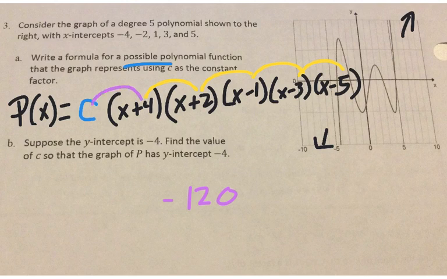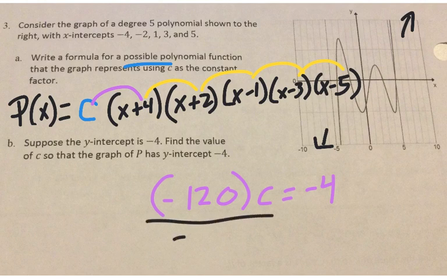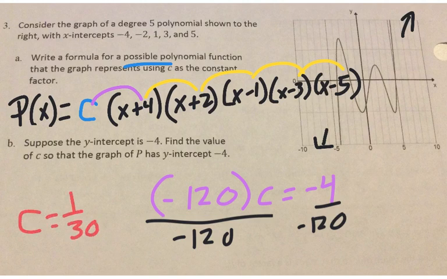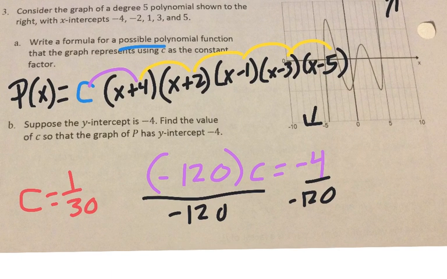But now then, if I multiply this C at the beginning, if I multiply that negative 120 by some C, I need to get negative 4 as my value. So now I have an equation with one unknown. Solve for C. It's being multiplied by negative 120, so I divide by negative 120. So that's going to be 4 over 120, which is 1/30. So the C value, the constant that's out front that I need to multiply by, is 1/30 in order to get a y-intercept at negative 4.